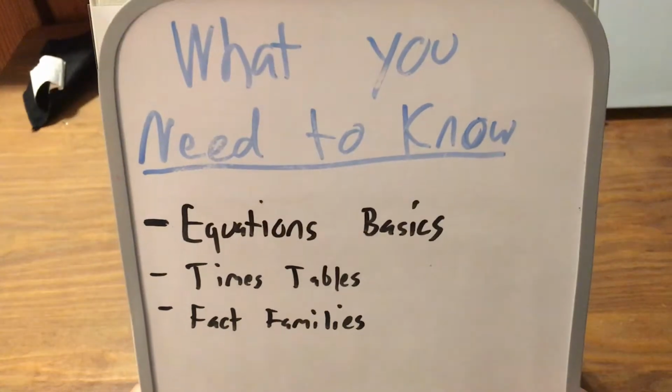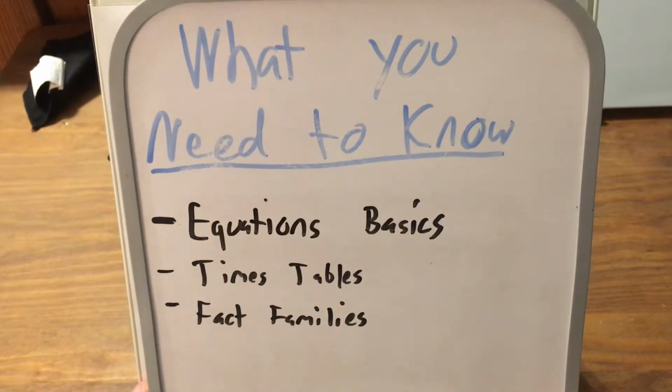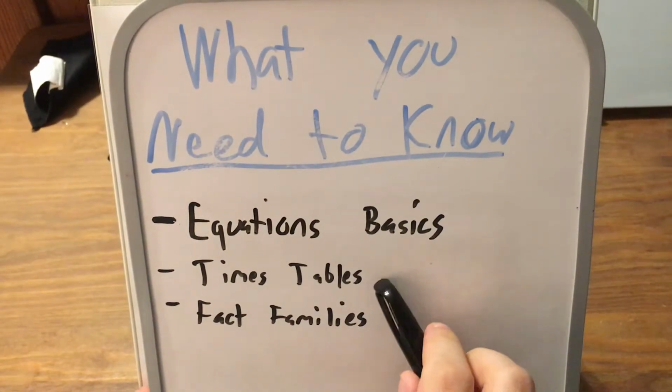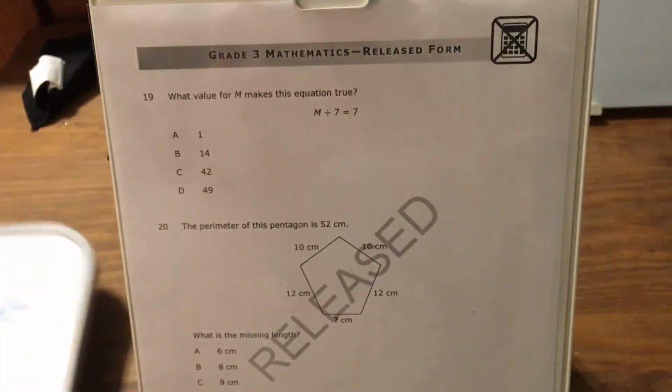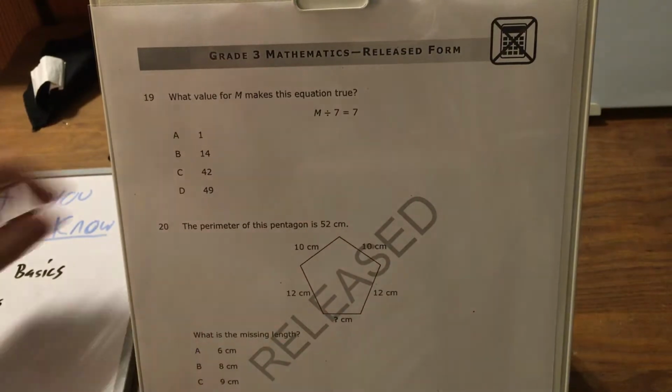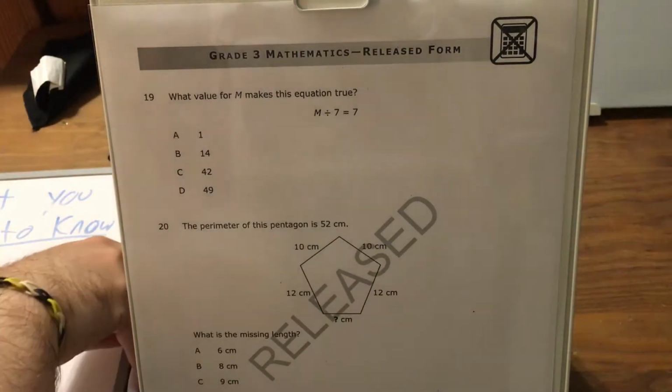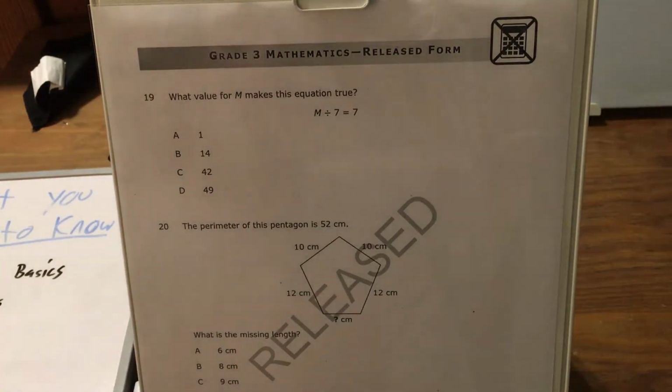In order to do really well on a question like this, you need to know the basics of equations, fact families, and then I put times tables in the middle there because that's going to be really helpful too, because we don't have a calculator on this one. All right, so for equations, I've done other questions that cover equations, but the idea of an equation is that we don't know this number and we're trying to find it.